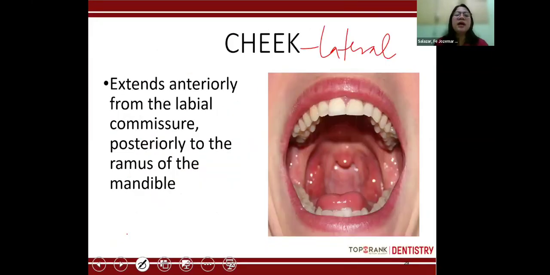Okay, so what muscle is found on the cheek? Because there is no bone here, but it has muscle. What muscle forms the support of your cheek? When we talk about the cheek, what muscle can be found on the cheek? That's your buccinator. Yes, okay. Buccinator is a muscle of facial expression that helps in mastication.